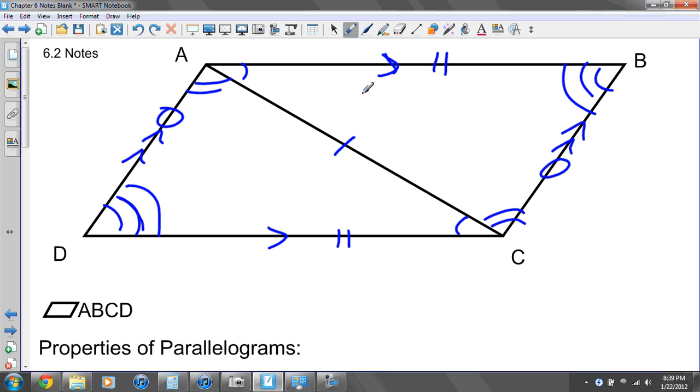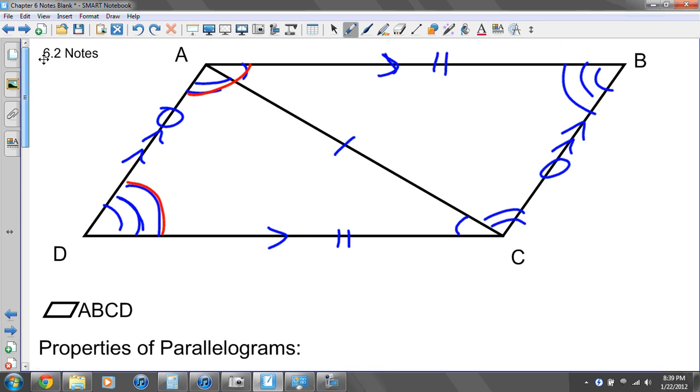If I look at the top and bottom lines and use this side as a transversal, these angles here, so the entire angle here and this angle, they are consecutive interiors, so they are supplementary. They're 180 degrees added together. Same with these. Okay, any set of consecutive angles, so the ones that are next in sequence together, are supplementary.